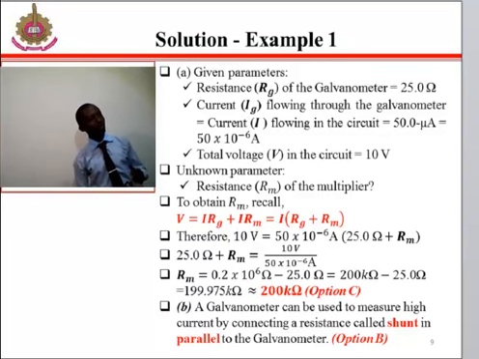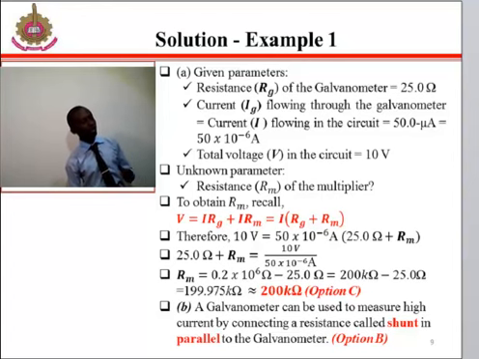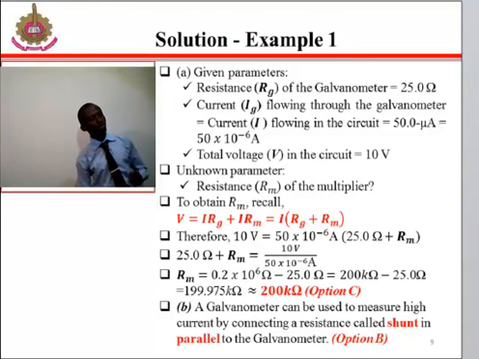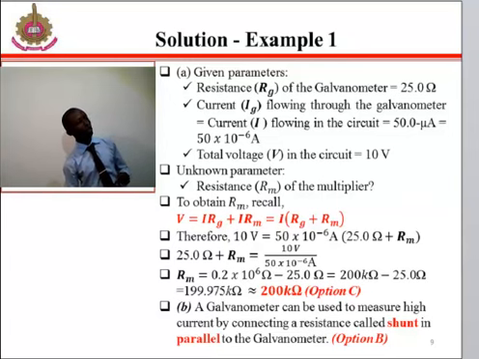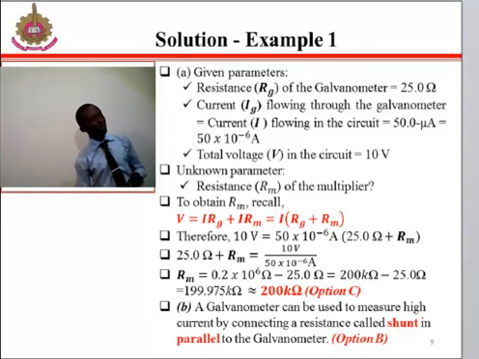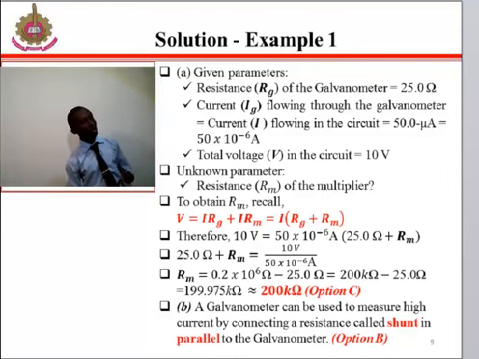By making the resistance of the multiplier the subject of the formula, Rm is equal to 0.2 times 10 raised to the power 6 ohms minus 25.0 ohms, which is equal to 200 kilo ohms minus 25.0 ohms, which is expressed as 199.975 kilo ohms, approximately equal to 200 kilo ohms. That means the correct option there is option C. From question 1b, the galvanometer can be used to measure high current by connecting a resistance called a shunt in parallel to the galvanometer. The correct option is option B.